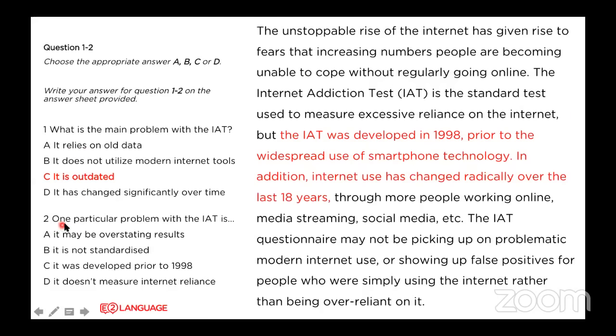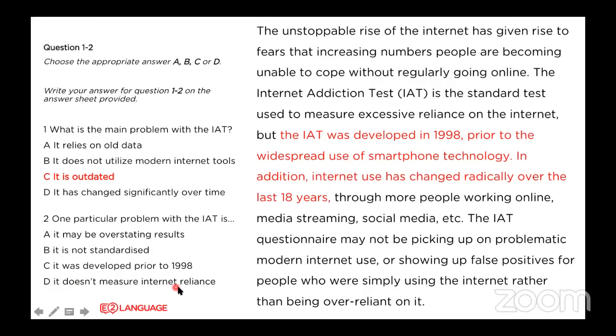What about number two? One particular problem with the IAT, and now we're reading for detail, we're not reading for a main idea. A, it may be overstating results. B, it's not standardized. C, it was developed prior to 1998. D, it doesn't measure internet reliance. Let's have a look at B first. It's not standardized. Well, here it says the IAT is the standard test, so it's not B. What about C? It was developed prior to 1998. It says the IAT was developed in 1998. So it's not C.